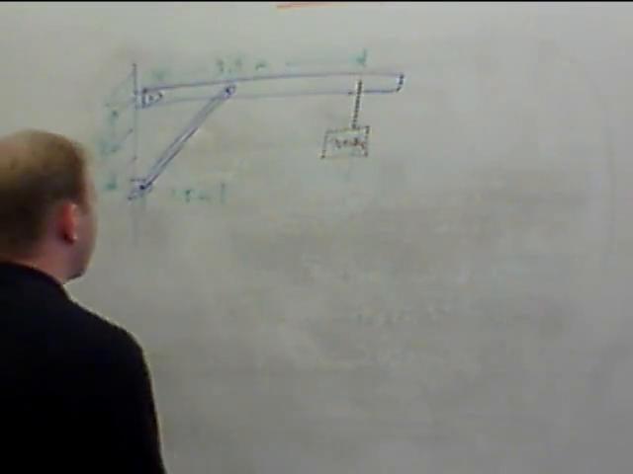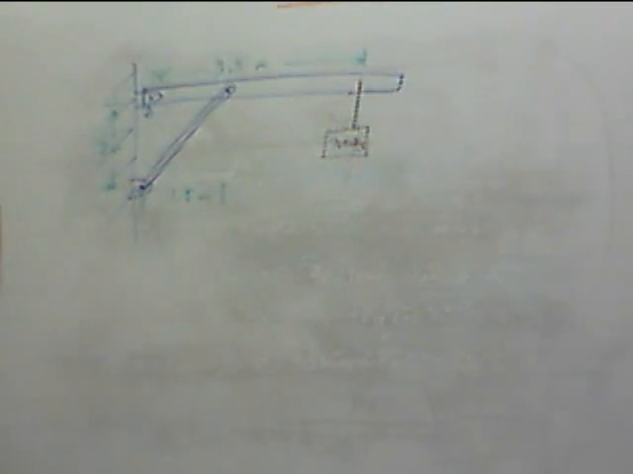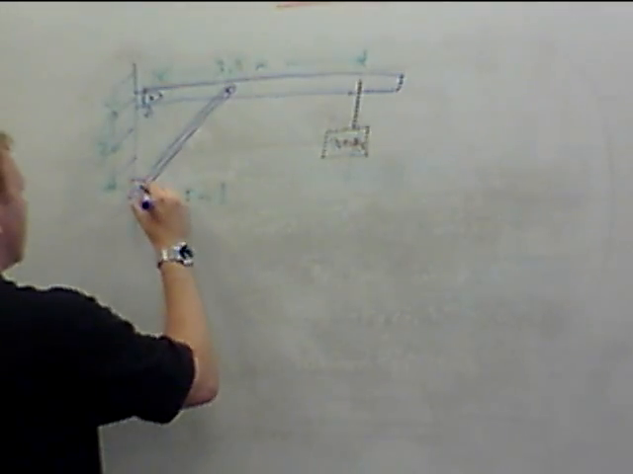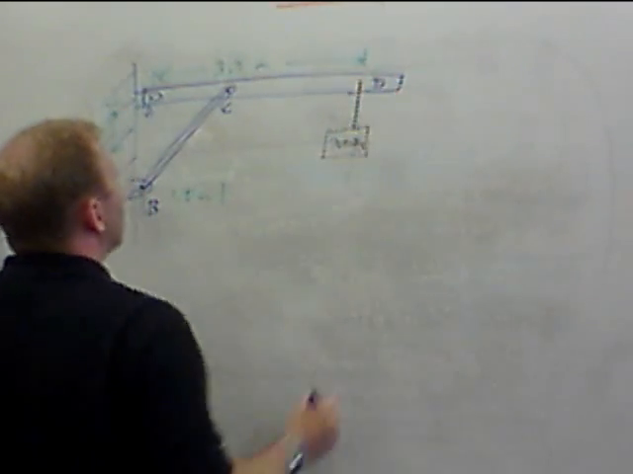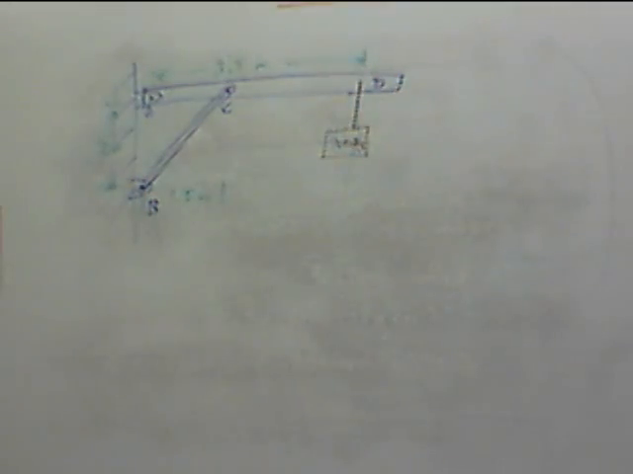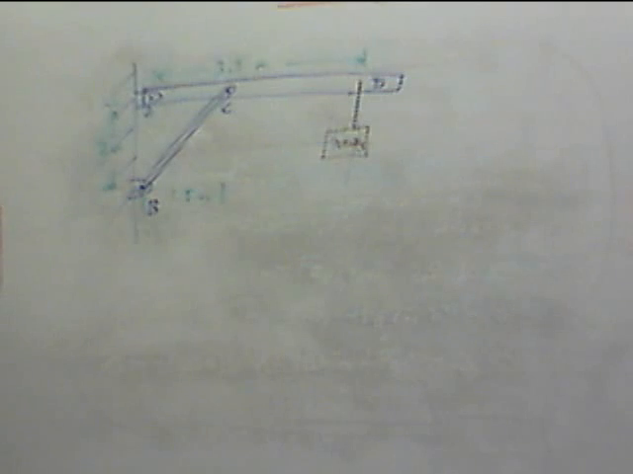Okay, so now we're going to label some points here. We'll call this point A, then B, C, and D. All right, so this gets a little tricky in that we have two beams to deal with. Both of them need free body diagrams.